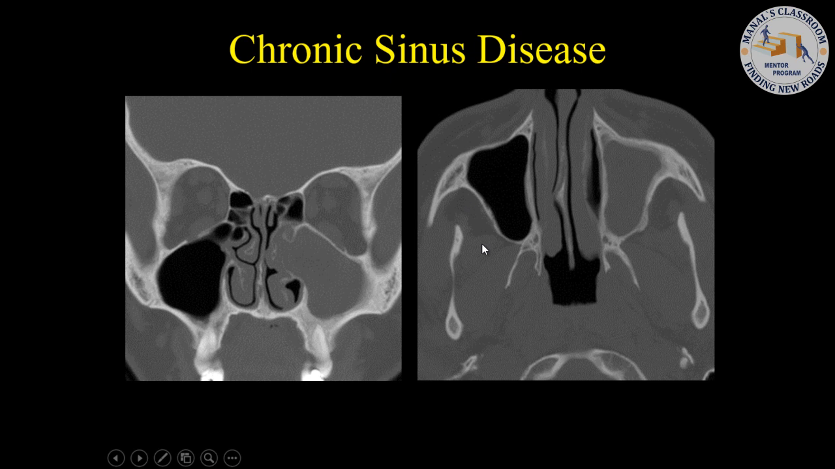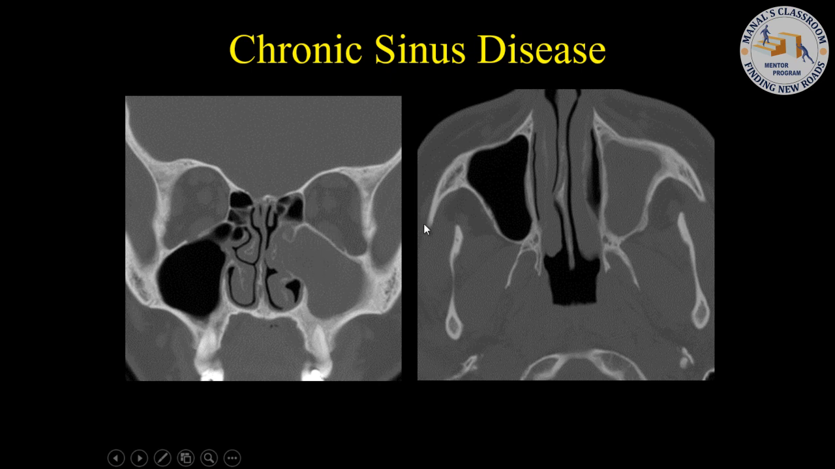Now, how do we know it's chronic disease? What do we look for? Anybody? Thickening of the bone, exactly right. When we look at this, we can see there's thickening here along the posterior lateral aspect of the maxillary sinus compared to this on the right side. So that tells us that we're dealing with chronic disease, and this is sinus disease that's extending through the primary ostium into the maxillary sinus.